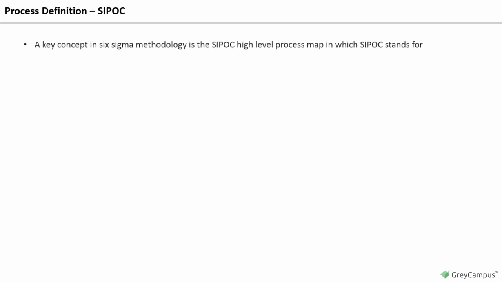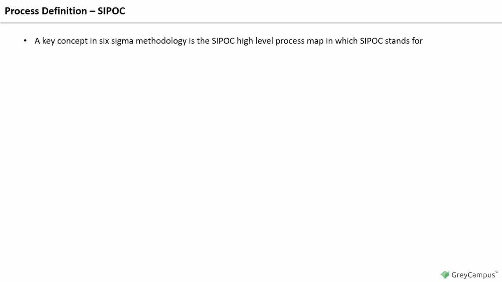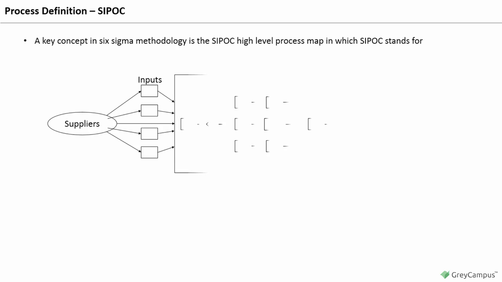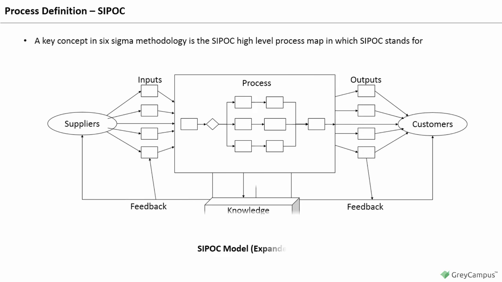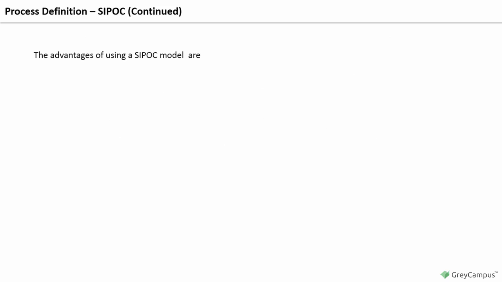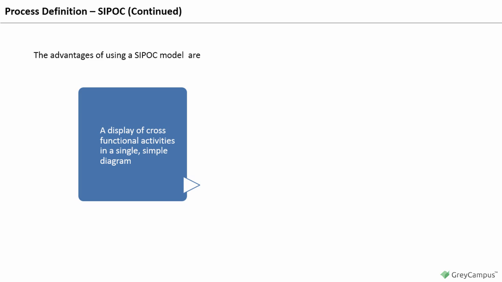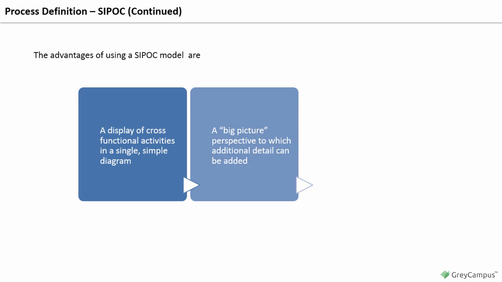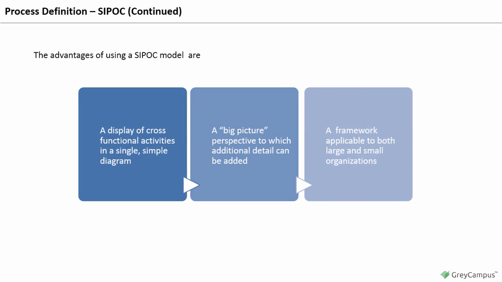SIPOC. A key concept in Six Sigma methodology is the SIPOC high-level process map, in which SIPOC stands for suppliers, inputs, process, outputs, and customers. This diagram identifies major core processes. Refer to Figure 2.2 below. The advantages of using a SIPOC model include a display of cross-functional activities in a single, simple diagram, a big-picture perspective to which additional details can be added, and a framework applicable to both large and small organizations.